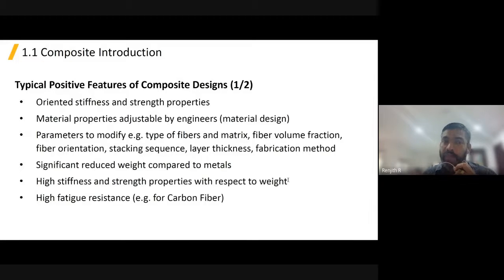And we can also reduce the weight when we compare with conventional materials, because one of the main attractive features of composite material is the reduced weight to strength ratio. And we can also increase the stiffness if we want. And it is also highly fatigue resistant. If there is any cyclic load, it will resist beautifully, more than the conventional material. For example, carbon fiber. We will discuss what type of material is used for the applications. We will discuss it more.